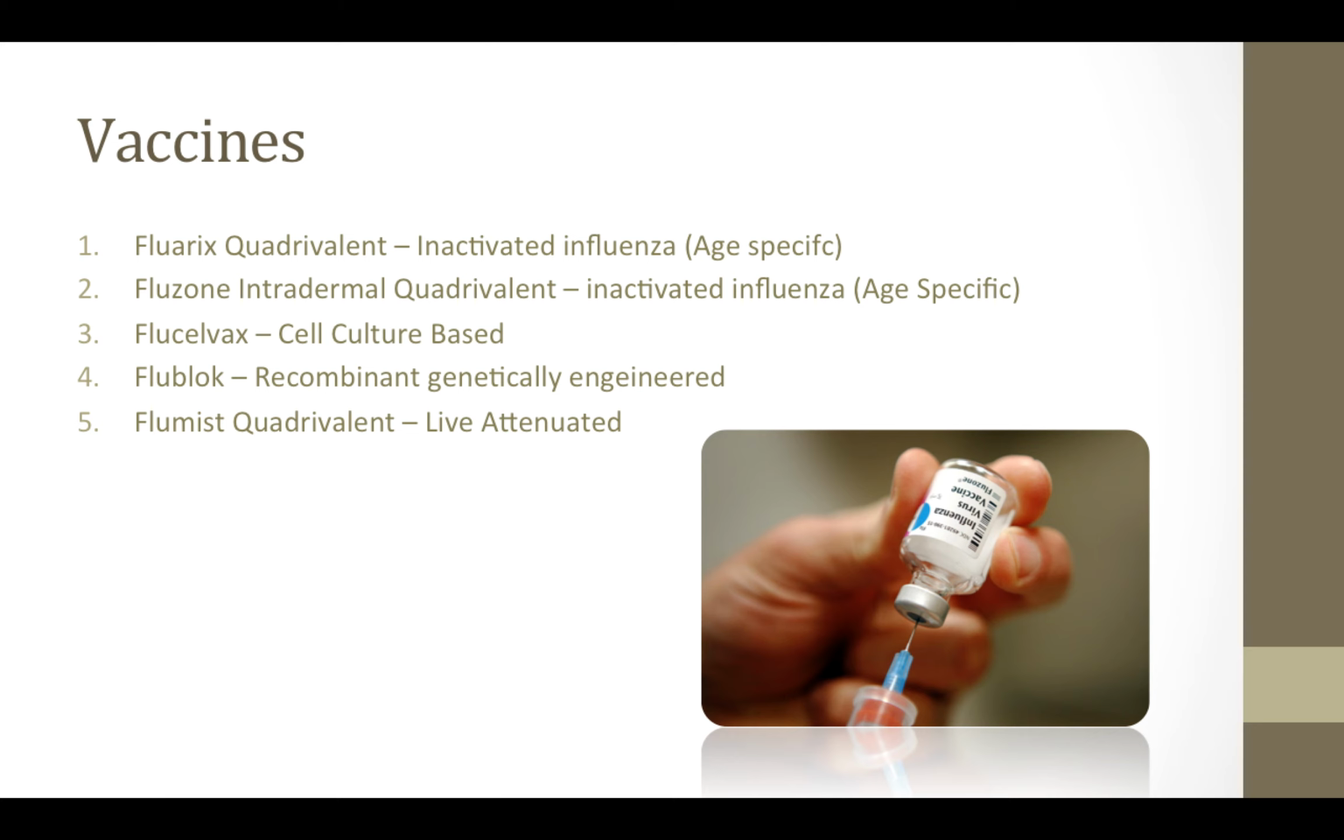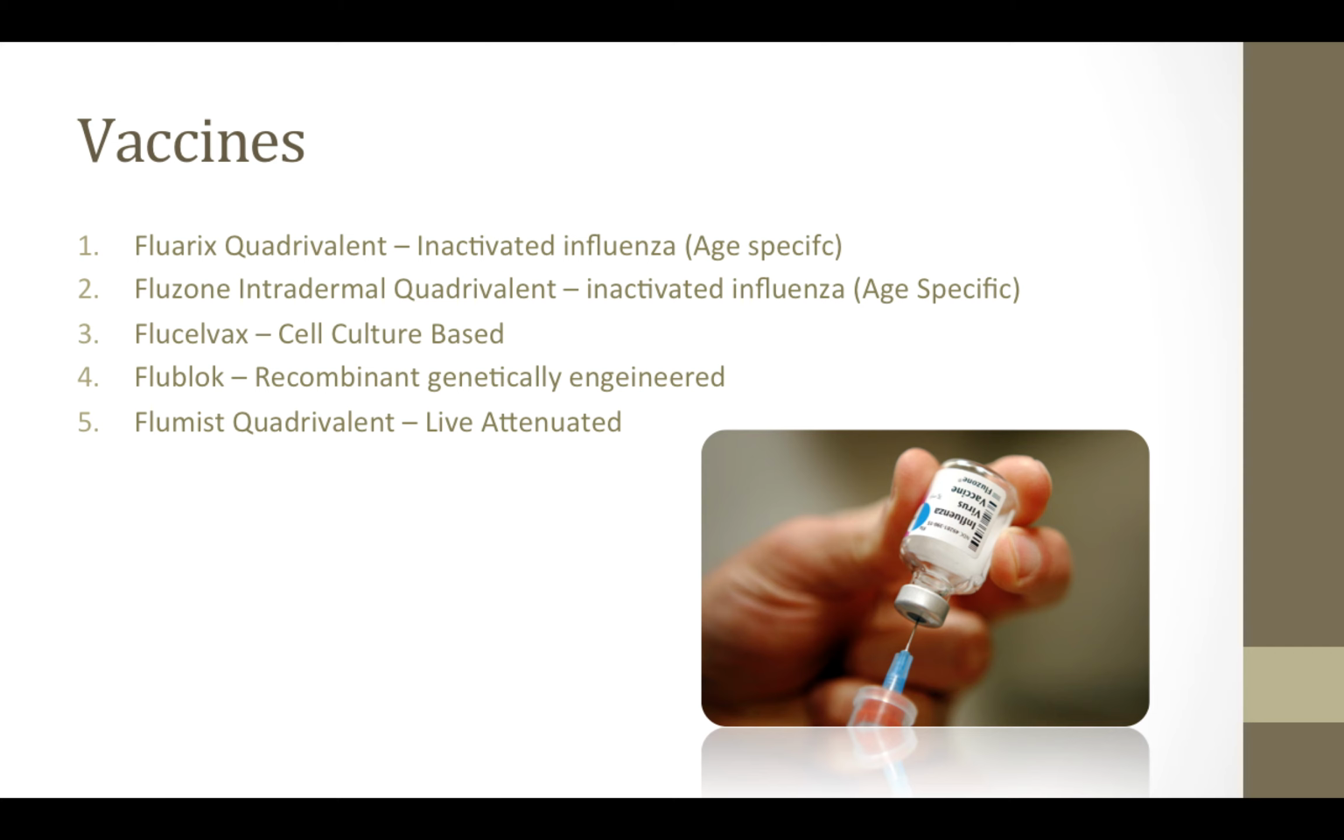Flucelvax, an inactivated cell culture-based vaccine in which a pre-filled syringe is used for administration to people under 19 years of age. Flublock, a recombinant influenza vaccine in which a pre-filled syringe is used for administration to people 66 years or younger. It is also eggless, and so it can be used for people who struggle with allergies.